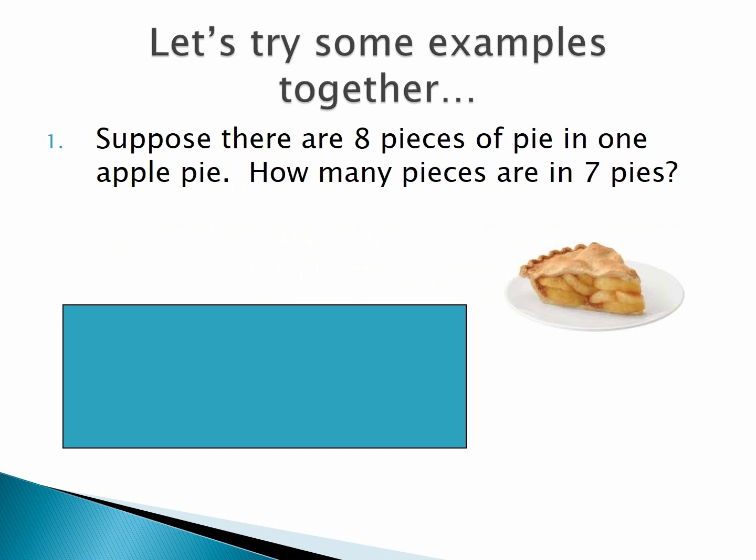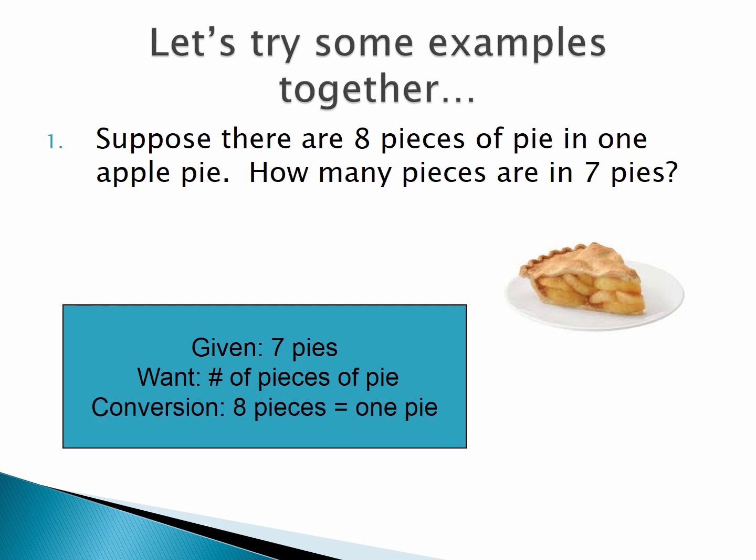So let's try some examples together. Suppose there are 8 pieces of pie in 1 apple pie. How many pieces are in 7 pies? All right, so we know our given is 7 pies. We want to know the number of pieces of pie, and our conversion is going to be 8 pieces equals 1 pie.